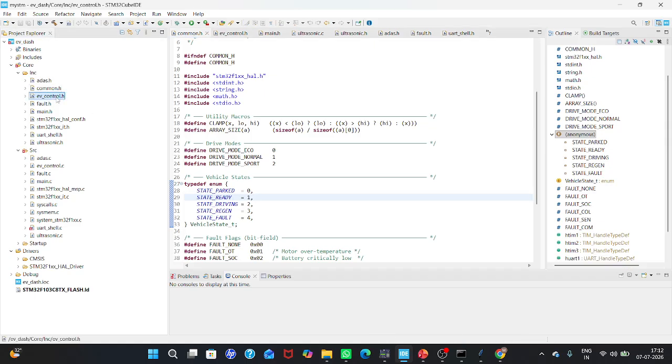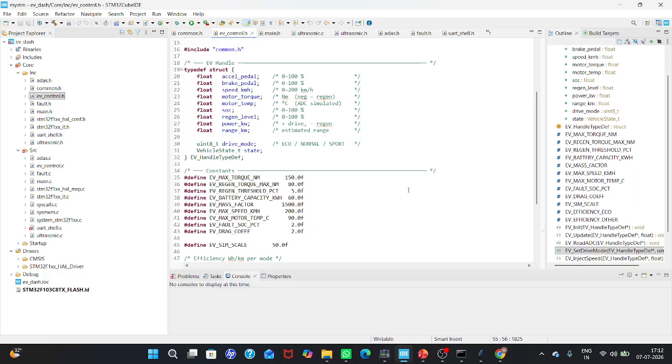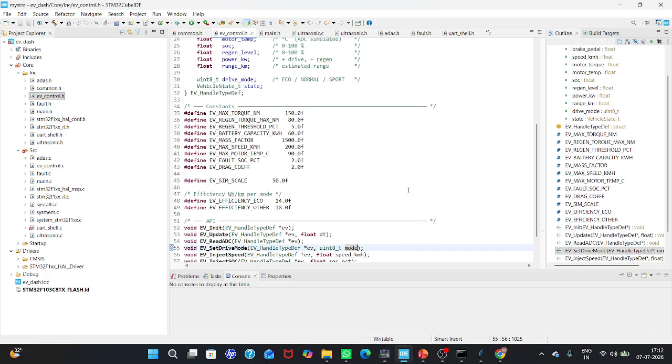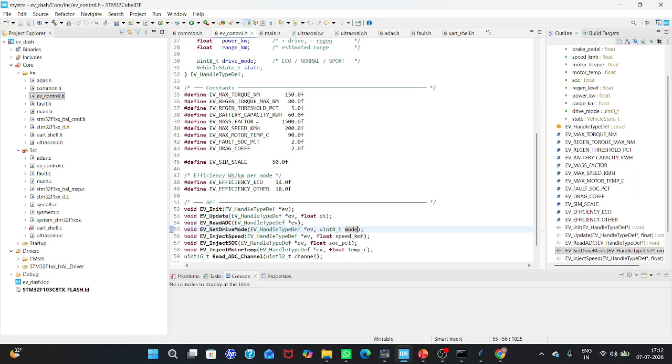Next, EV_control.h. This file defines the EV model. It stores speed, torque, battery SOC, motor temperature, regenerative braking, drive mode, and remaining range. The EV control functions continuously update these values based on accelerator and brake inputs.